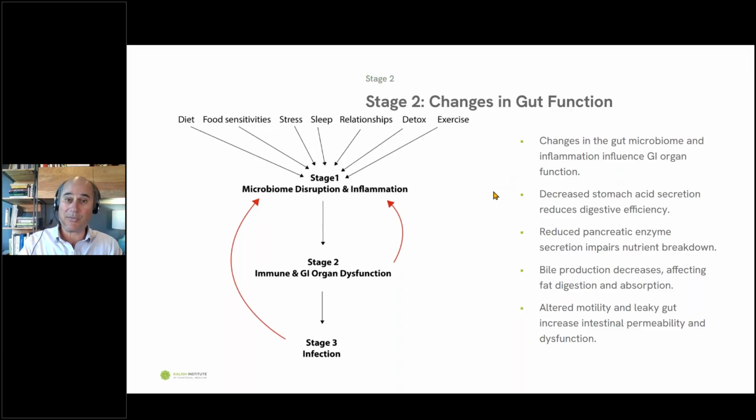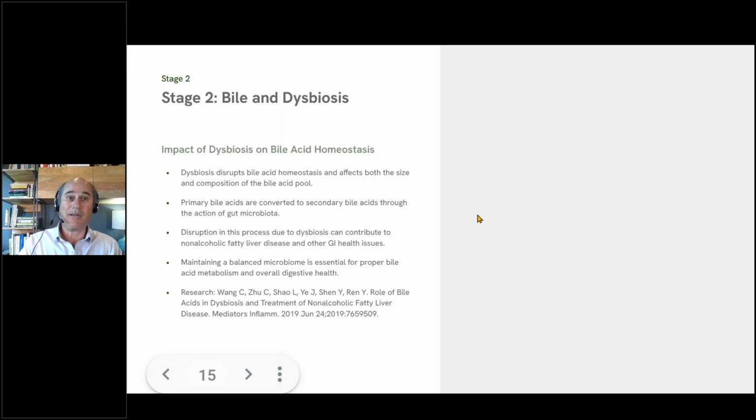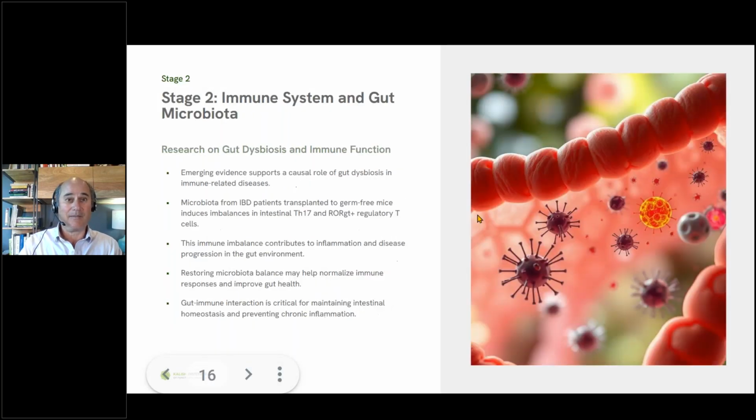And if the immune system gets weak enough, then you start to pick up a pathogen. Gut immunity so weak that you pick up a pathogen. That's where we don't want to go.